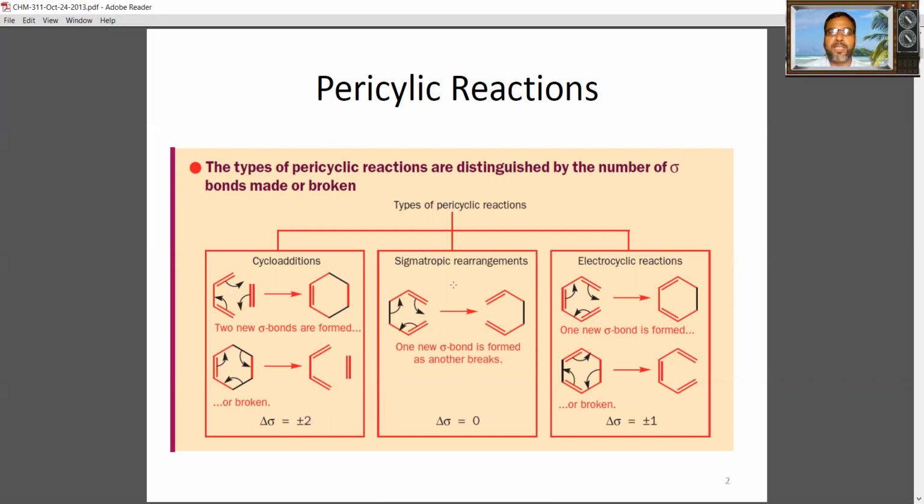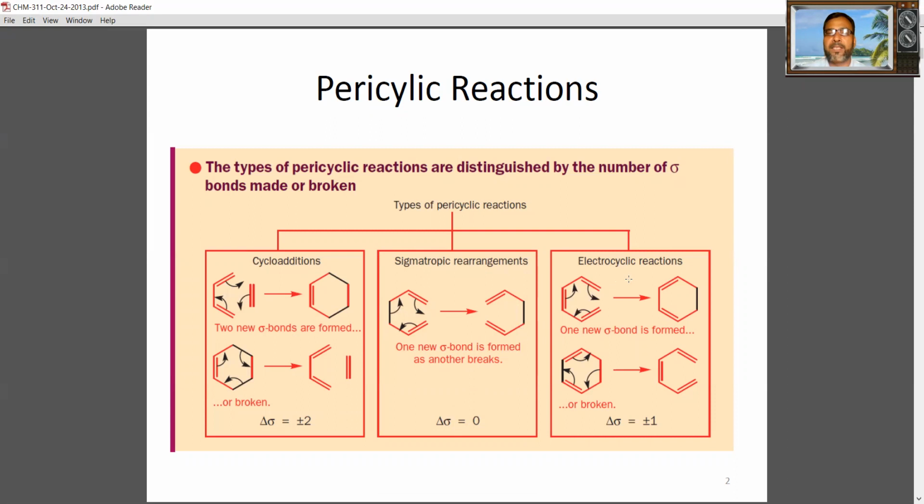Now sigmatropic rearrangement: one new sigma bond is formed. You can see this one is the sigma bond, but now it is broken. A new sigma bond is formed. Here is the new sigma bond as another breaks. This one is broken and a new sigma bond is formed. So delta sigma is equal to 0.